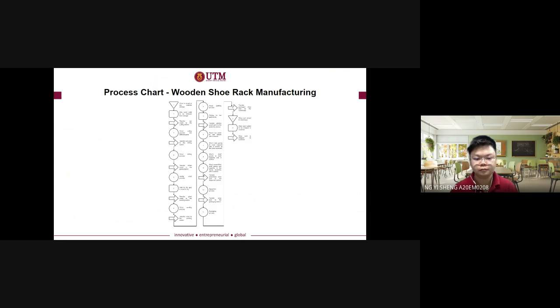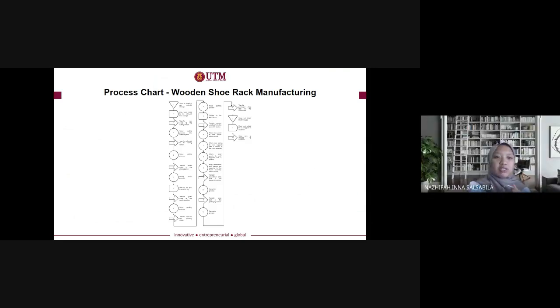Okay, so this is the process chart for the wooden shoe rack, where it started with the stored wood at the raw material storage, and important processes in the shoe rack manufacturing include wood cutting, drilling, gluing, sanding, painting, and also the assembly. Here the assembly process includes attaching top panel to the side panel, to the cross support, and also to the shelf panel with the support, and then becomes the shoe rack assembly. And then it is finalized with the inspection, packaging, and finally sent to the customer.